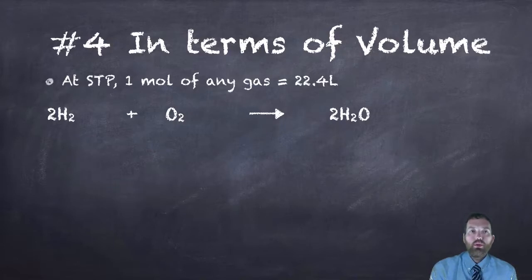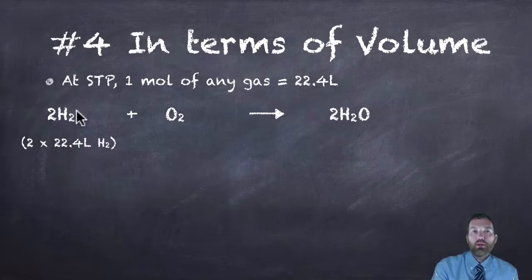Okay, the fourth way to interpret a chemical equation is in terms of volume. So at 1 mole, any gas at STP takes up 22.4 liters of volume. So if I have this equation here, these are all gases. It doesn't say it, but let's say they're all gases, and let's pretend they're at STP. We can interpret this in terms of volume.